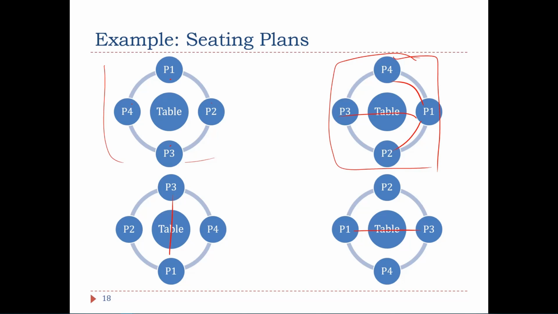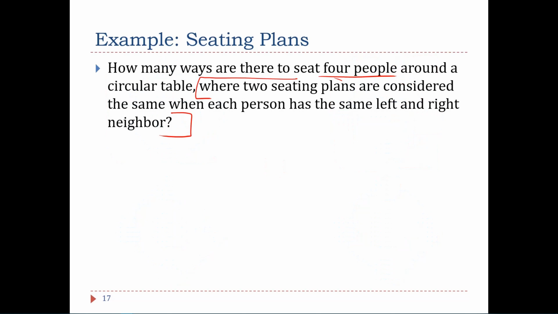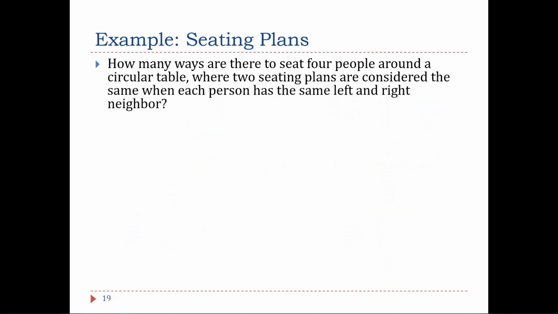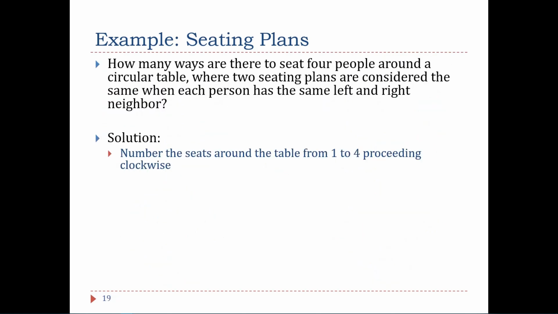It's really the seating where P1 is facing P3 and P4 is to the right of him and P2 is to the left of him. Okay, it's really the same seating. So all these 4 different possibilities, they are the same. So this is why, to solve this problem, you have to think about all the possible seatings, and then you have to divide by 4.